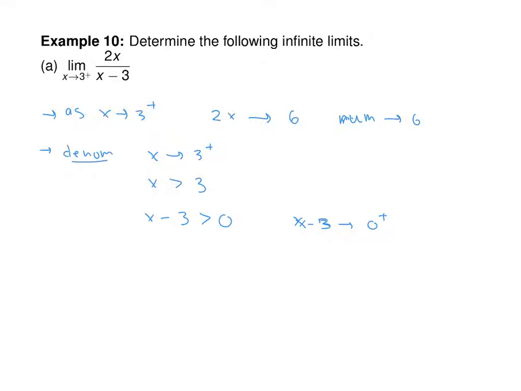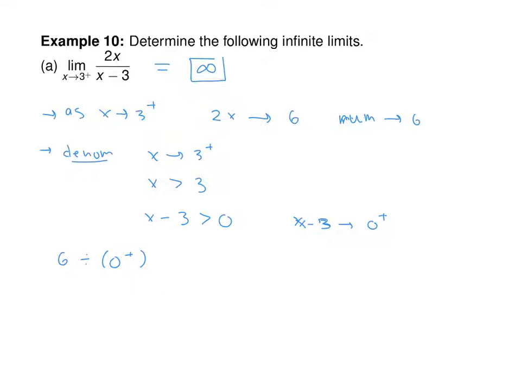So what you have is 6 divided by 0 plus, as in 6 divided by a little bitty positive number. If you do 6 divided by a little bitty positive number, what does that make? 6 divided by 1,000th, 6 divided by a millionth. Makes it big and positive. So this will be infinity. Yep.